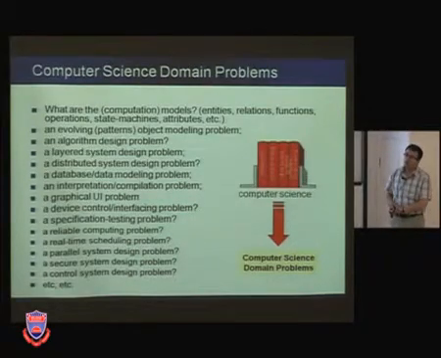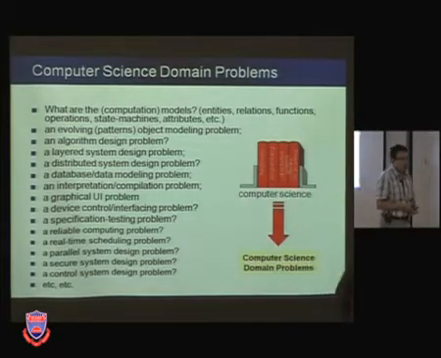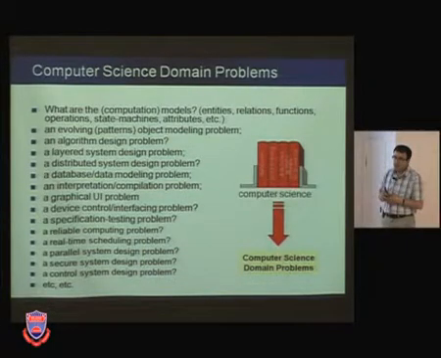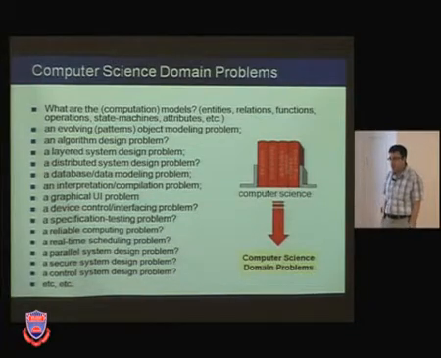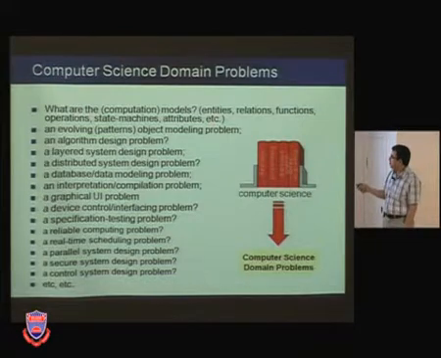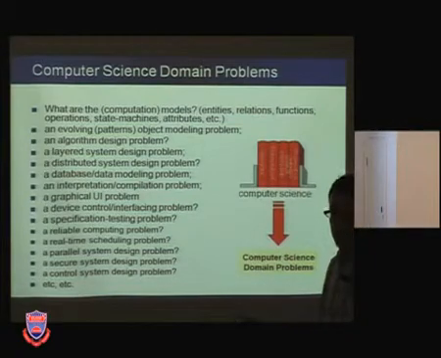Computer science domain problems. You have some background, lots of background on computer science. You got some lectures, courses, and typically an architect should also have this computer science domain knowledge. If you are faced with some requirements, you have to develop some system. Typically, you will use that knowledge to identify the problem. So you can ask questions like, what are the computation models, entities, relations, functions? Is it an evolving object modeling problem? Is it an algorithmic design problem? Layered system, is it a distributed system problem? A database problem?